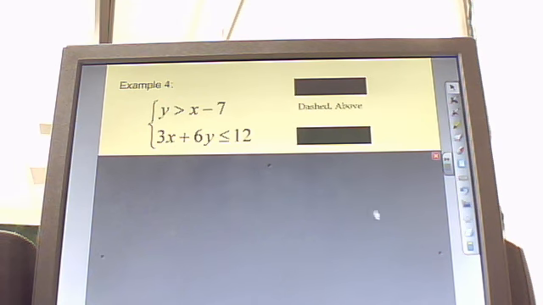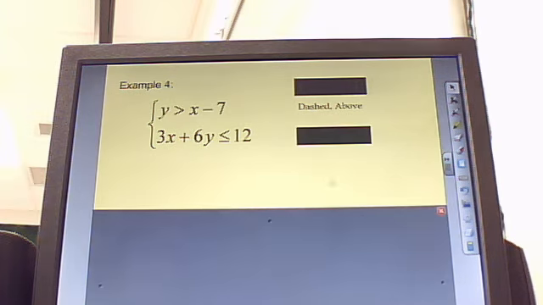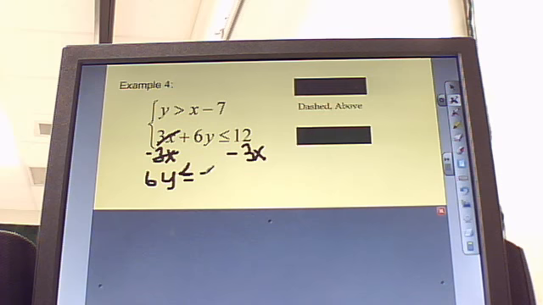Let me move that out of the way. On the second one, the problem is my y is not solved for. So I need to do that first and foremost. So I'm going to take my pen. Let's work that out together. Okay, to get y by itself, it's being multiplied by 6 and added by 3x. So I'm going to subtract 3x from both sides. These will cancel, and I've got 6y is less than or equal to negative 3x plus 12.